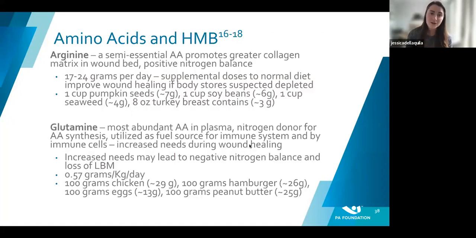All right, so next is our amino acids. In terms of amino acids, there are two types. We have non-essential amino acids, which is what our body can make, and then essential ones, which are ones that we get from diet. Arginine is actually semi-essential. We get it from our diet, but can also produce a bit of it. This helps with our nitrogen balance, and it can sometimes be tough to get strictly from food sources. Glutamine is another one. This is the most abundant amino acid in our plasma. This fuels our immune system and immensely increases during wound healing.